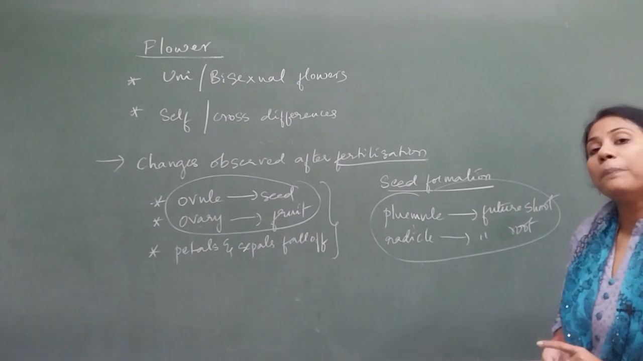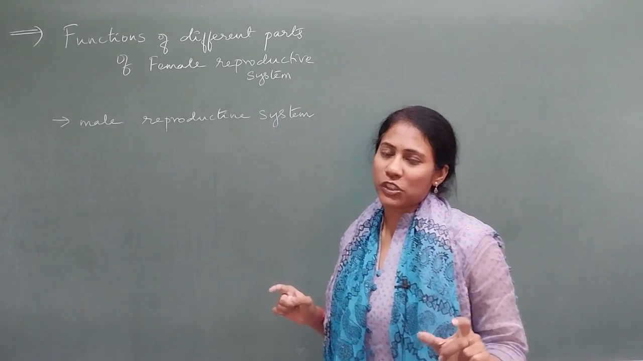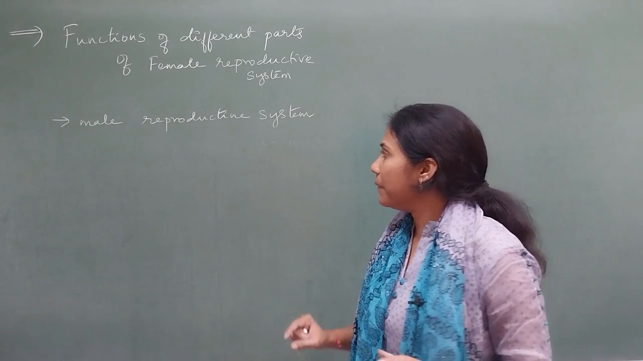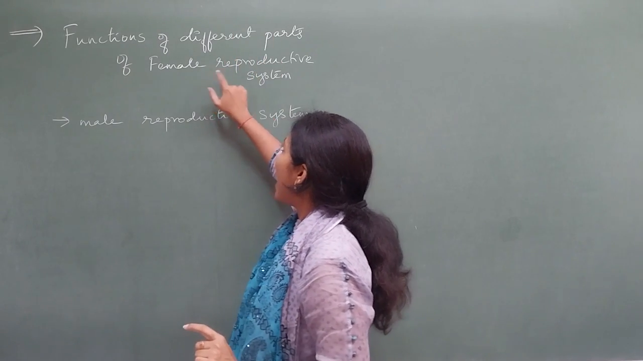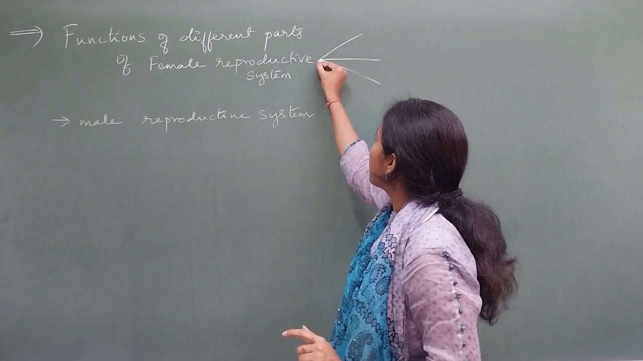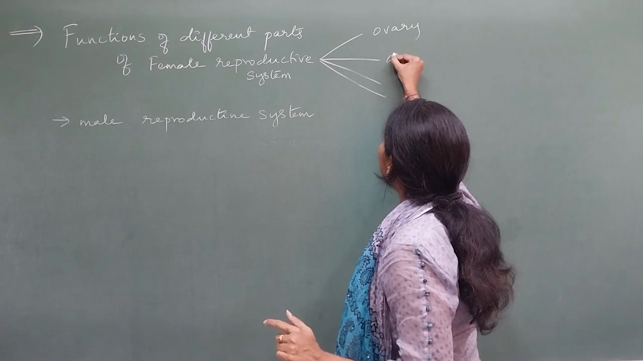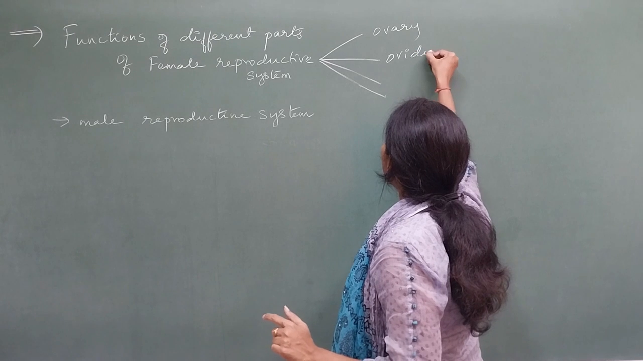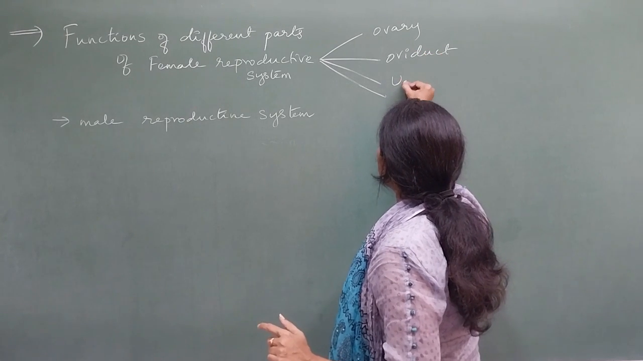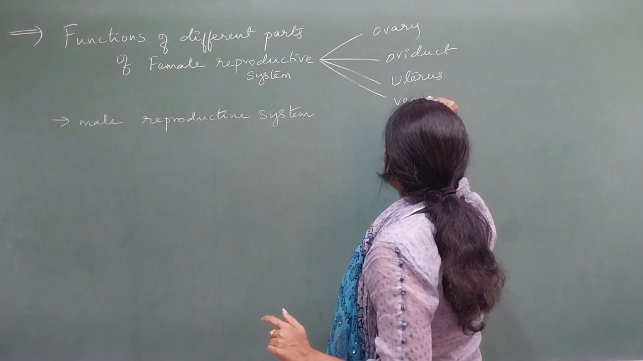Now coming to reproduction in humans. For 3 marks, these are very common questions on the reproduction chapter: functions of different parts of the female reproductive system. So you have to mention the functions of the ovary, oviduct or fallopian tube, uterus, and vagina.